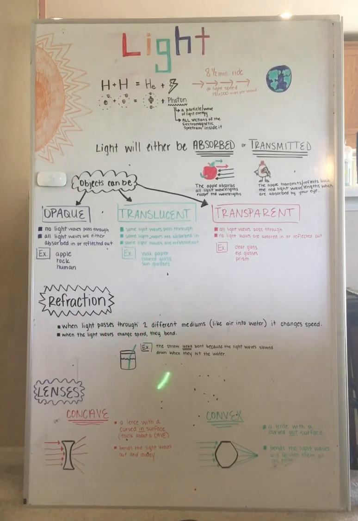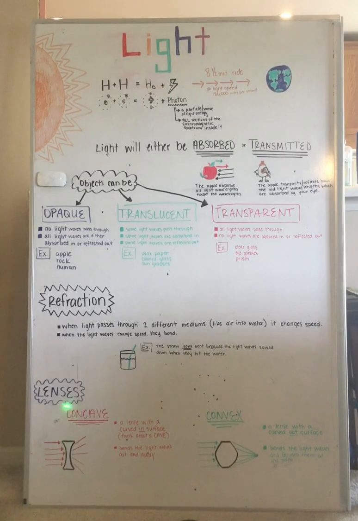So there's an example here that you guys have all seen before. When you put a straw into a glass of water, the straw looks bent because the light waves slowed down when they hit the water. So the light waves are traveling at the speed of light here until they hit this water, and they slow down a little bit, which causes that light to bend.